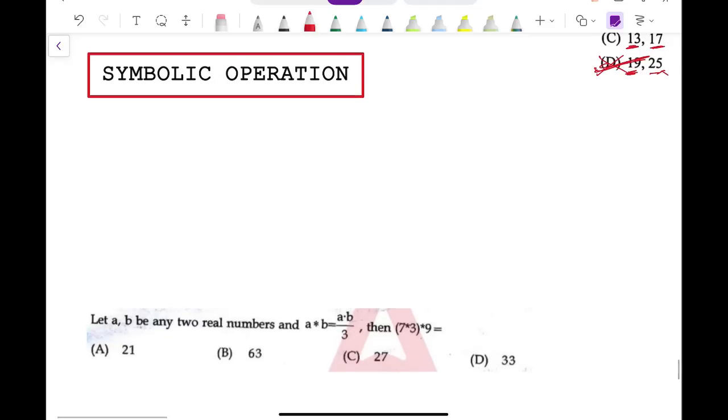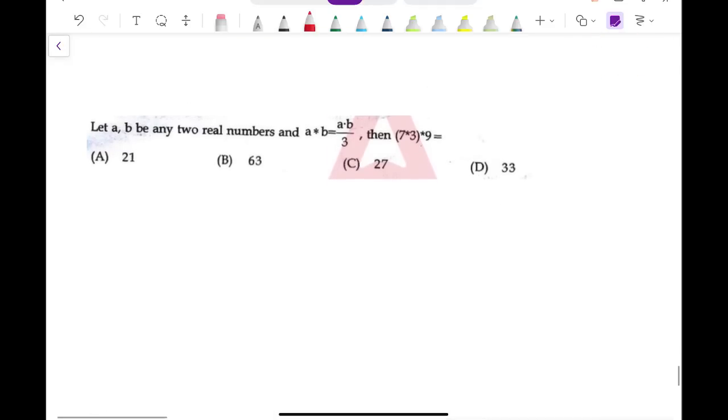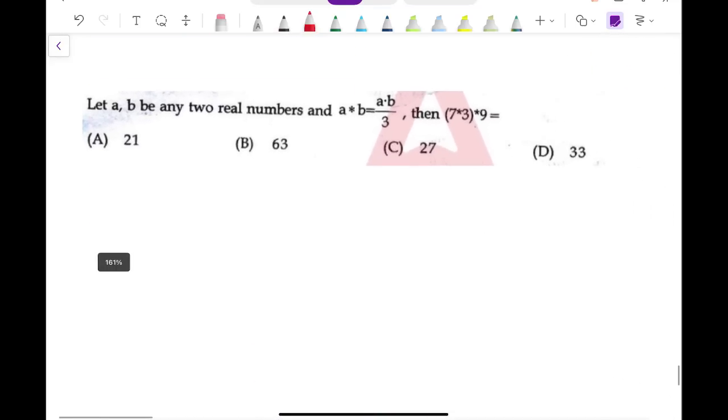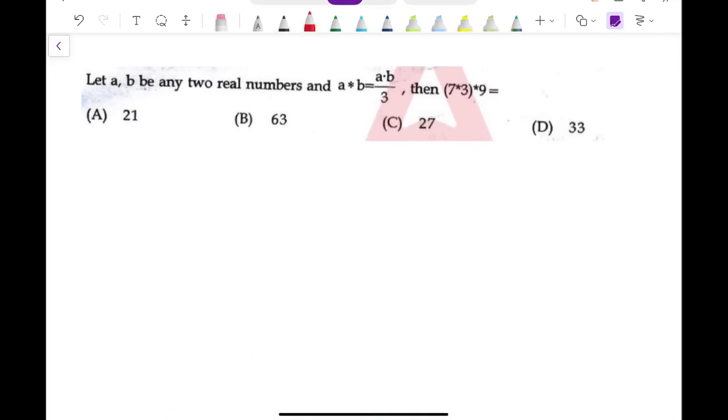Since the syllabus says symbolic operations, I don't know what type of question will be asked in symbolic operation, but I think I'm expecting this kind of symbolic approach. Earlier in NPSC, they used to ask consistently this kind of question. Okay, so how do we do this? If there is a star b, then which simply means a into b divided by 3. So star simply means a into b divided by 3.